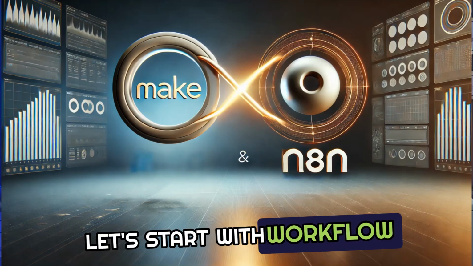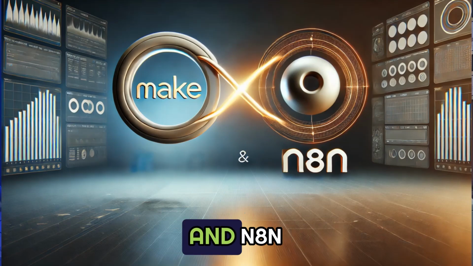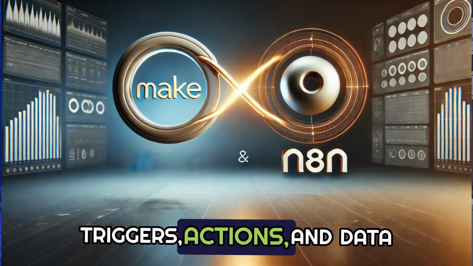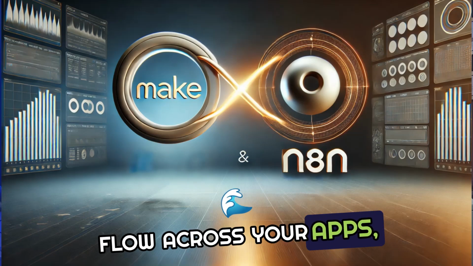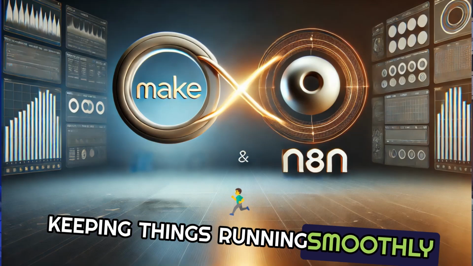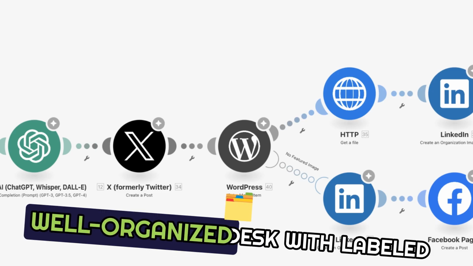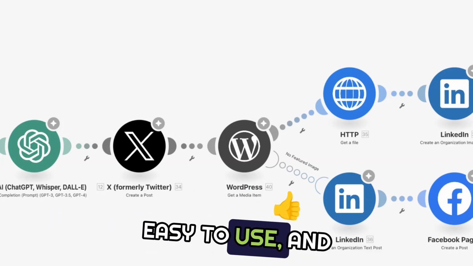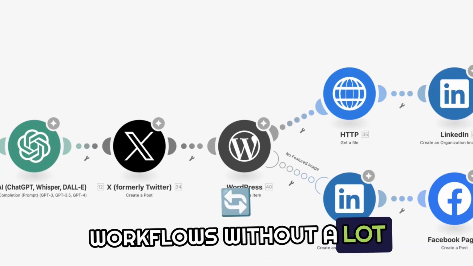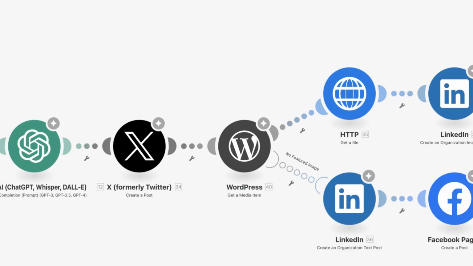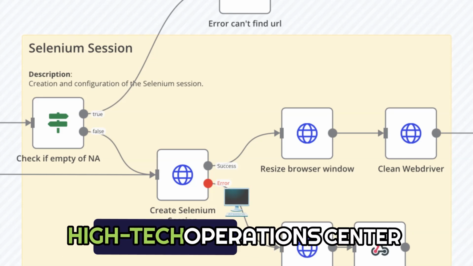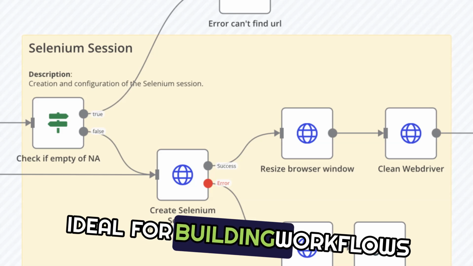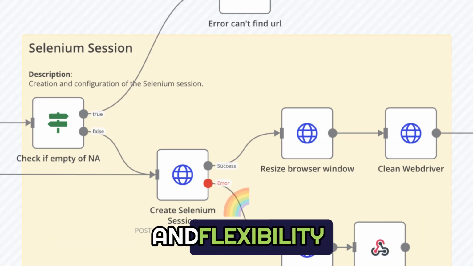Let's start with workflow automation tools like Make and n8n. These are like the command centers that handle triggers, actions, and data flow across your apps, keeping things running smoothly. Make is like a well-organized desk with labeled folders. It's visual, easy to use, and great for setting up workflows without a lot of technical setup. n8n is more like a high-tech operations center. It's powerful and customizable, ideal for building workflows that require specific conditions and flexibility.